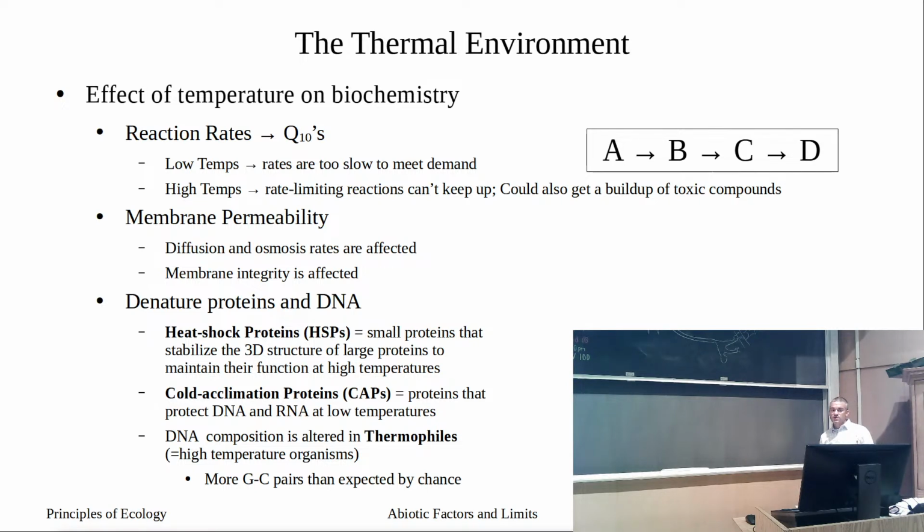And our third effect is denaturing proteins and DNA. Even with our membrane permeabilities, we have some things that the organism can do to adapt to higher temperatures, lower temperatures, and so forth. But for denaturing, we have some proteins that have evolved as a way to protect against the denaturing caused by heat. All right, so we have heat shock proteins, Hsps. These are small proteins that stabilize the three-dimensional structure of large proteins to maintain their function at high temperatures.